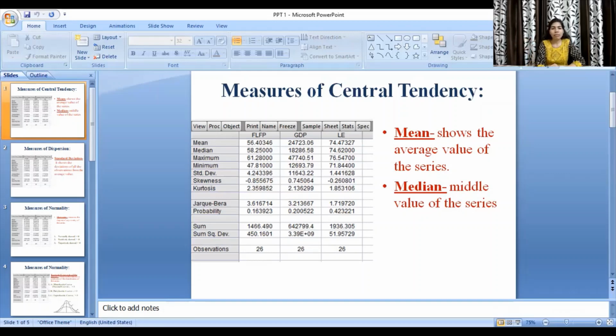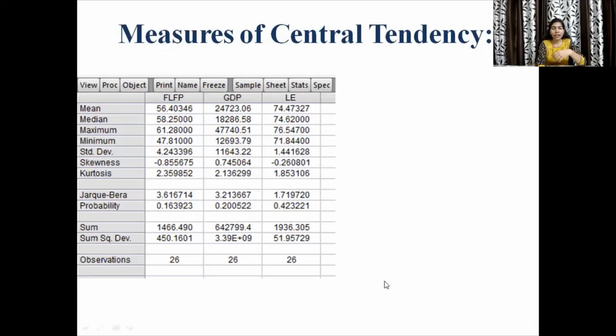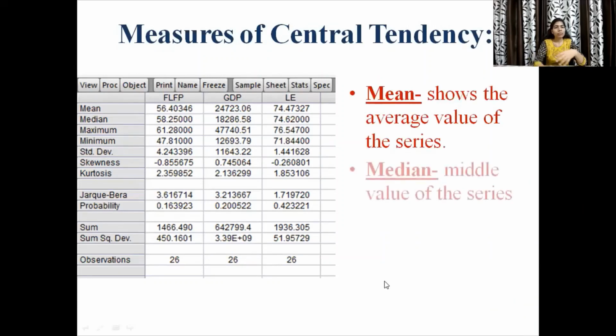The next is maximum and minimum value. So maximum value gives us the maximum value in the entire series. Okay. The maximum value is the highest value of that particular series in the data set. So for FLFP, the maximum value was 61%. For GDP, it was 47,740. And life expectancy, it was 76 years. The next is minimum value. The minimum value in the series is the smallest value. So for all these variables, the minimum value is also mentioned.